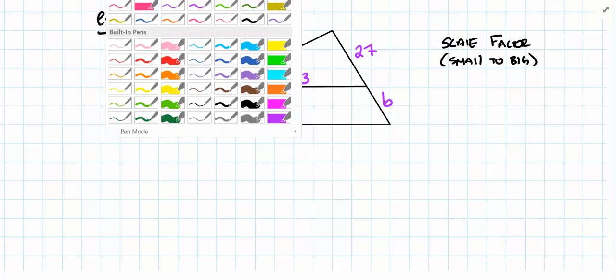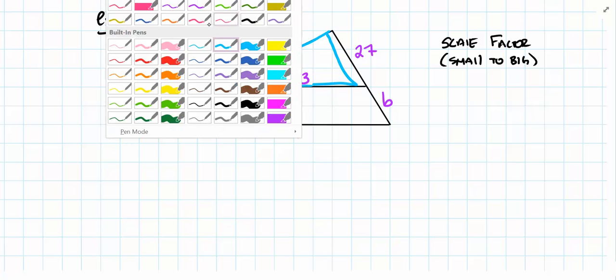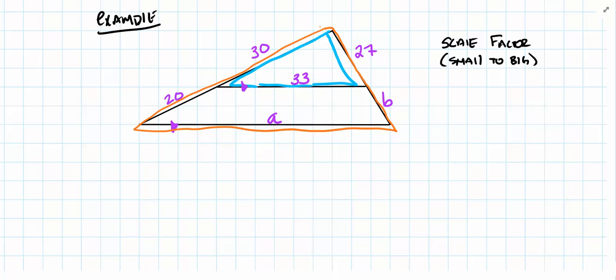So here's the small triangle in blue. And then the bigger triangle, which is going to be in orange, is this bigger one here. Do you guys see the two triangles I've got going on here? Okay, we know that those two angles are corresponding angles.